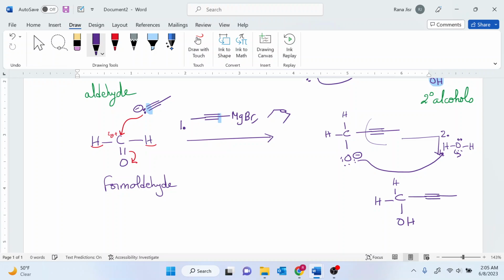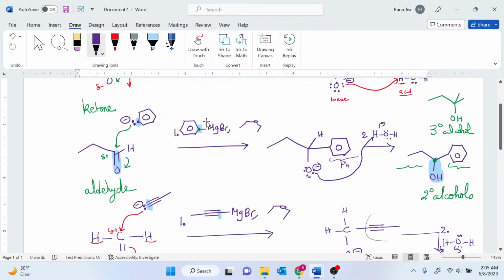So based on the type of alcohol that you are getting, you can easily know what type of carbonyl you started with. Primary alcohol means that I'm always going to start with formaldehyde. This means that the R over here needs to be the R of the Grignard. For a secondary alcohol, one of the R's is going to be the one from the Grignard, and the other R is going to be for the aldehyde and not the ketone.